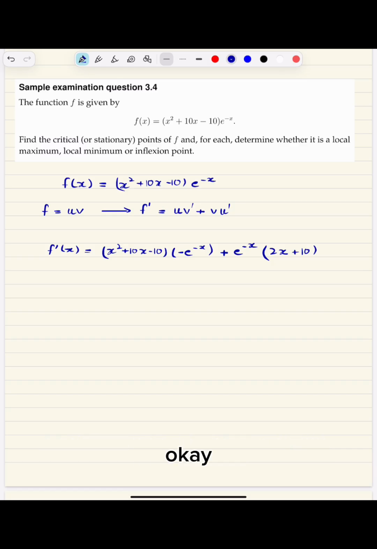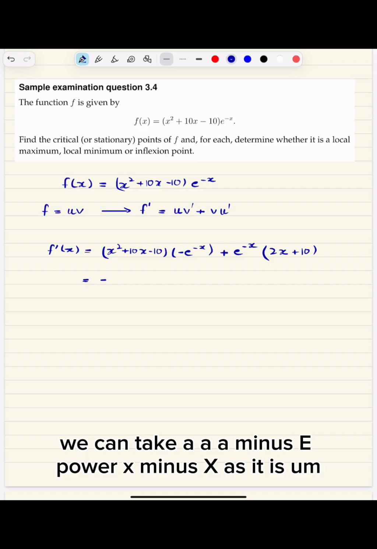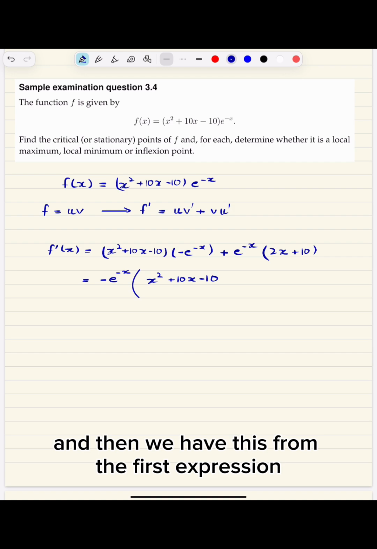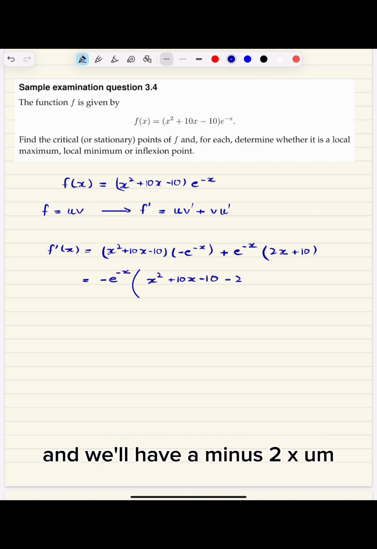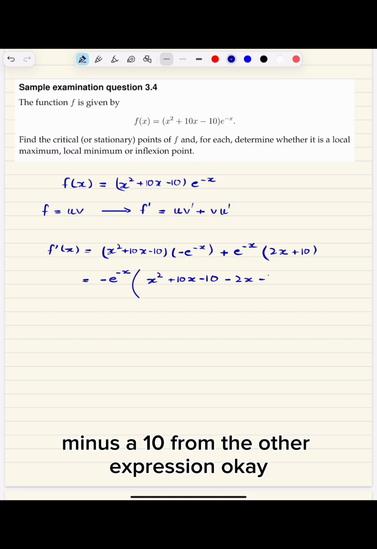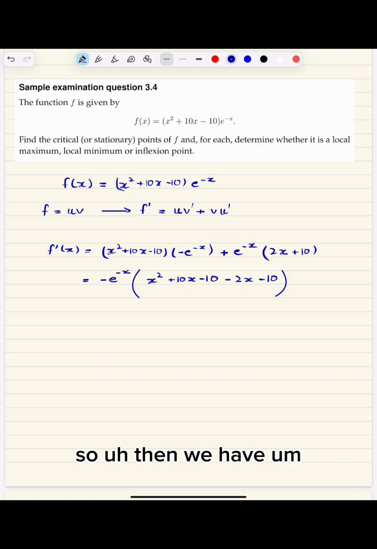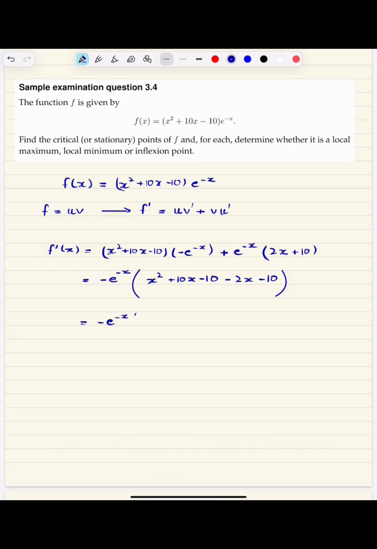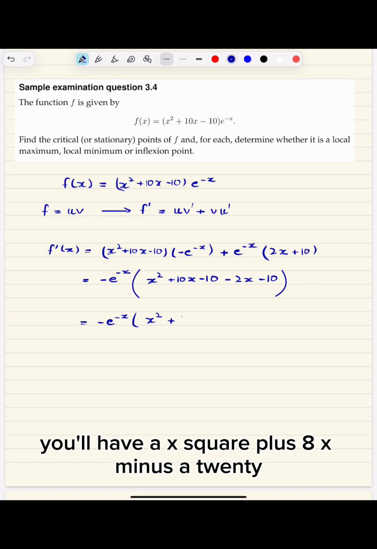Simple. Okay, we can take minus e power x minus x as it is as common, and then we have this from the first expression, and we'll have a minus 2x minus 10 from the other expression. Okay, so then we have, let's just simplify this first before I put it equal to 0. We'll have x squared plus 8x minus 20.